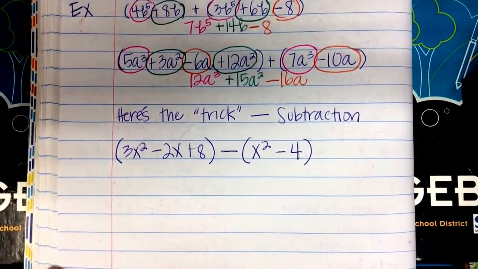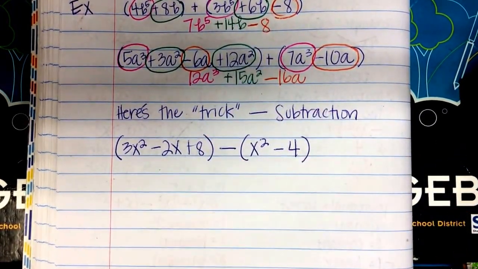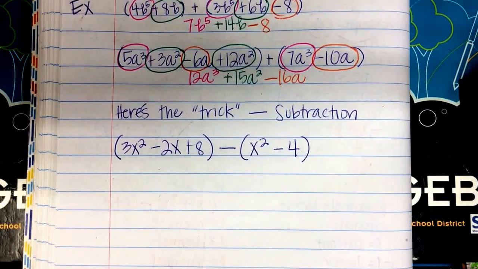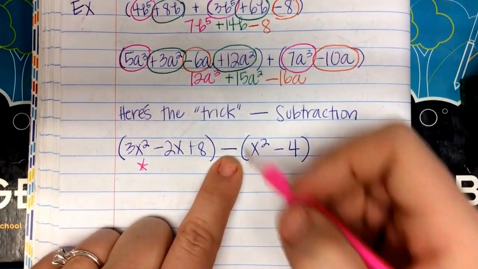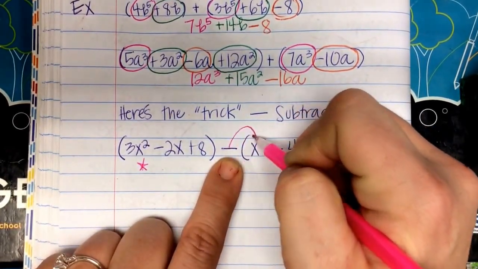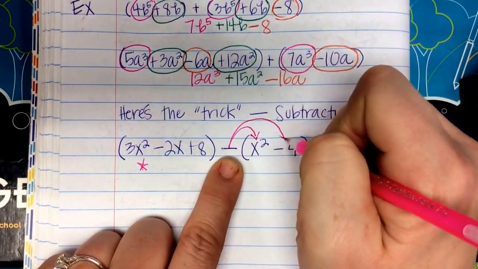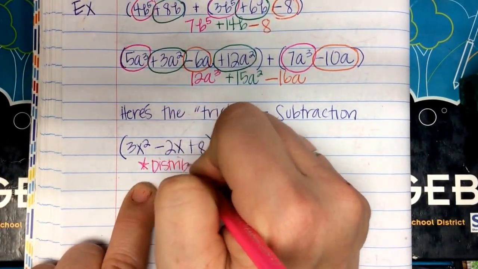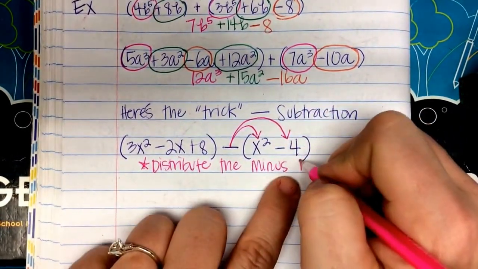Here's the trick. It's when it's a subtract. See how this is an addition problem? This one's a subtraction problem. Here's the trick. It gets us every time because you're clicking along, you're thinking it's easy. Ladies and gentlemen, this minus sign belongs to the x squared and to the negative 4. You must distribute the minus inside.